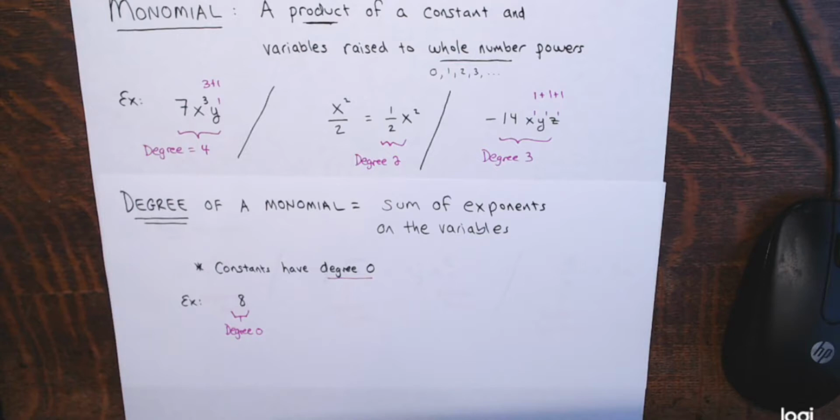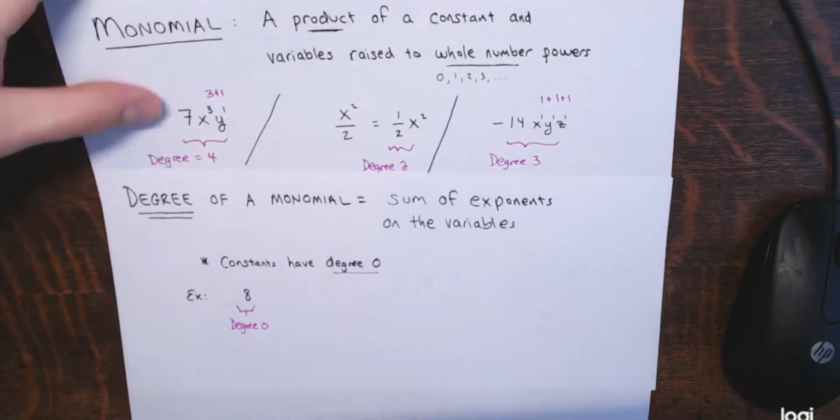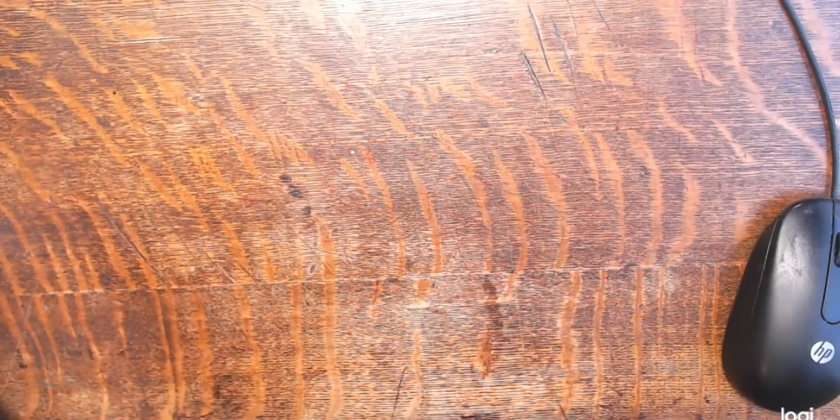Alright. Now, monomial is defined here. Degree of a monomial is defined here. Now we'll get into polynomials, which is just many monomials. Poly means many. So a polynomial is just a sum of monomials. Or it could be a monomial as well. A monomial is called a polynomial with one term.